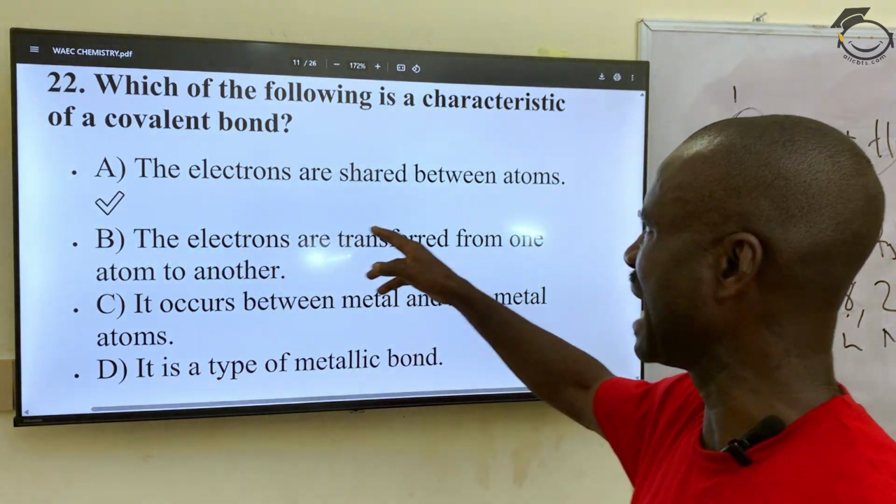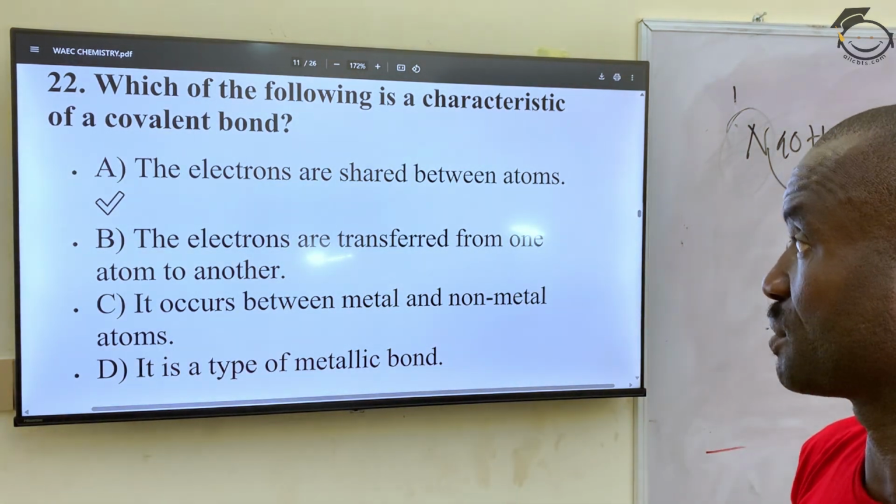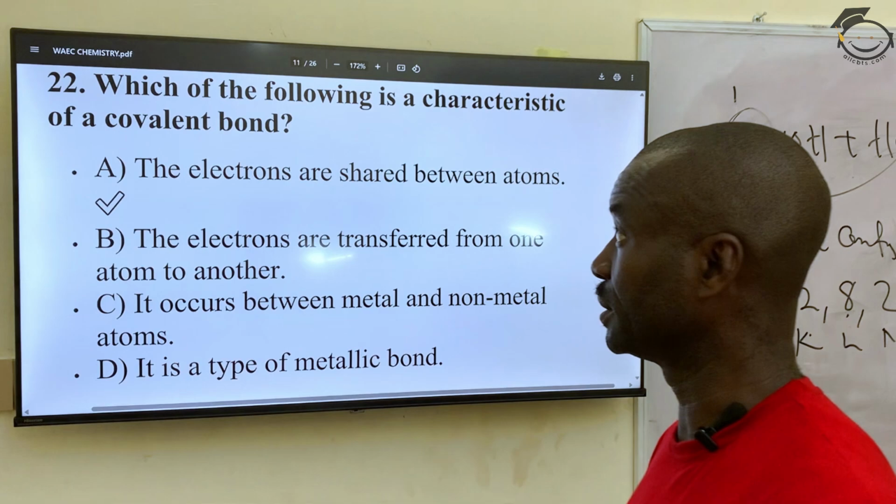The electrons are shared between atoms. In fact, they share the same number of electrons between the atoms. That defines the covalent bond.